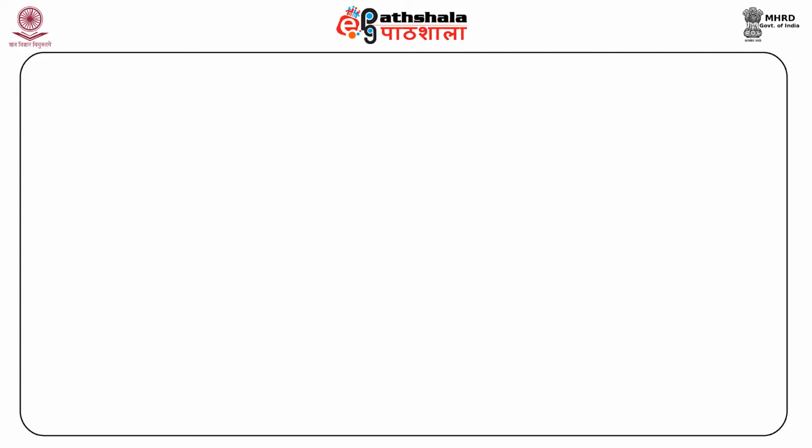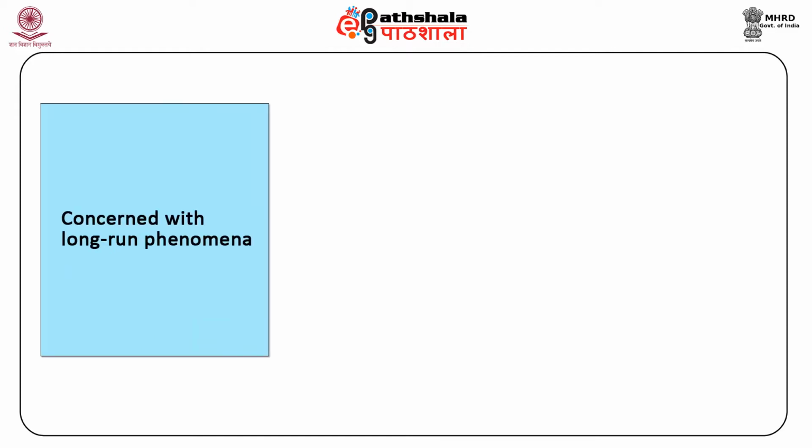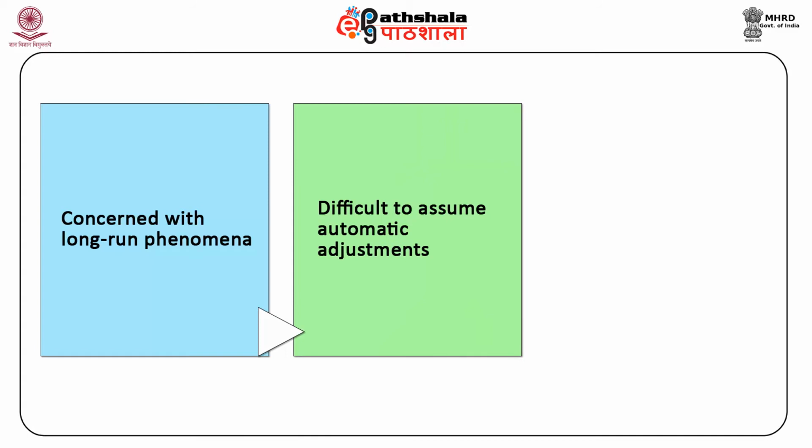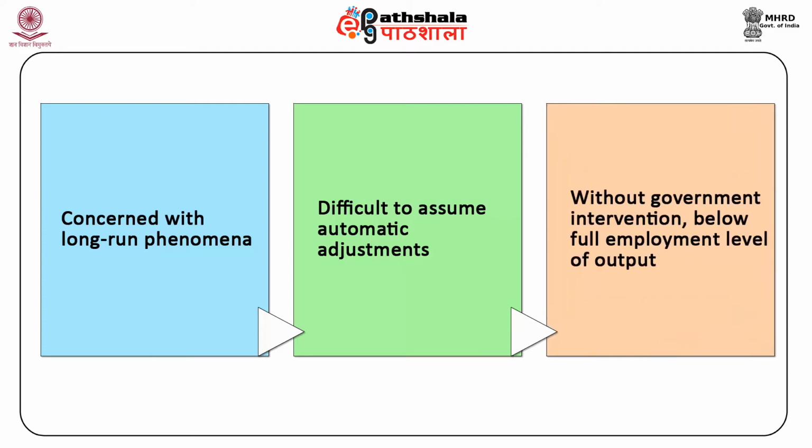Given assumptions 5 and 6 above, the next assumption is that this theory is primarily concerned with long-run phenomena and not with the short run, because it is difficult to assume automatic adjustments in the balance of payments without government intervention below full employment level of output in the short run.